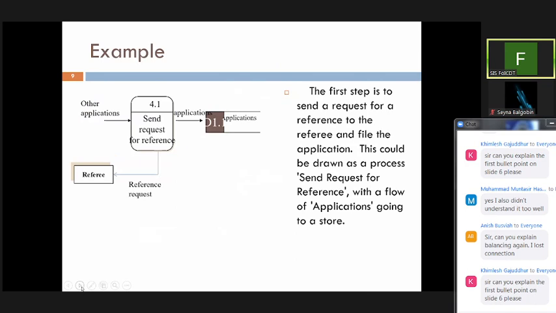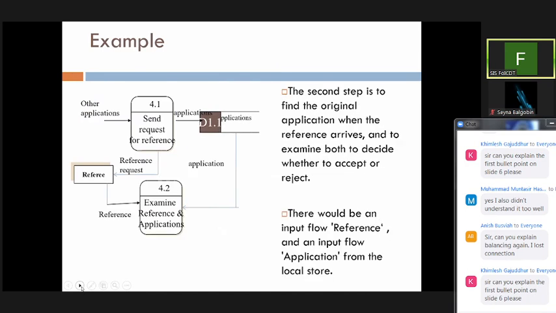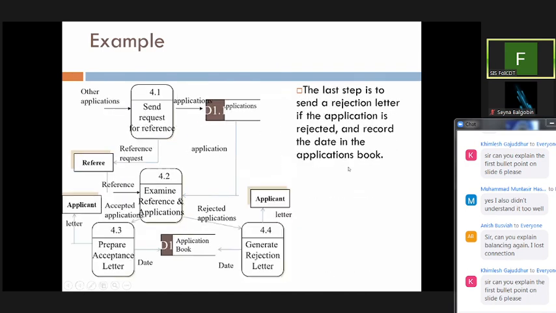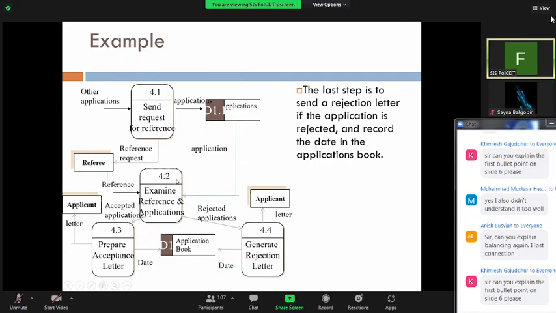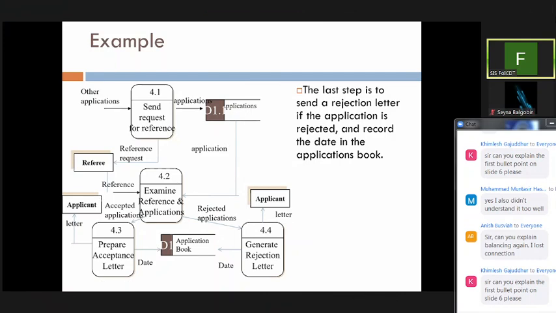So we check our level DFD. There's other application here. There's reference coming from the referee. So these are two inputs. And you have letter, you have date, and you have reference request that goes out. These are three outputs. So this means that your level DFD is balanced, meaning that the inputs mentioned in that level DFD are the same as the higher level DFD inputs. The number of outputs is the same as the higher level DFD.